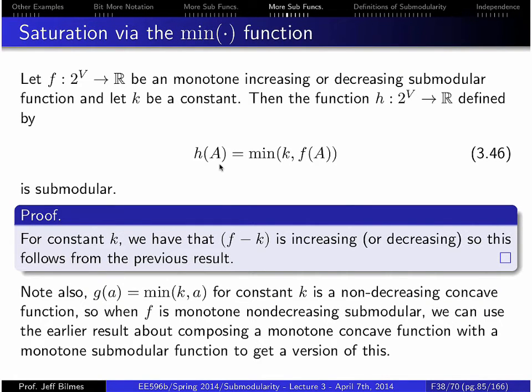Another way of looking at it, similar to what we were saying: g of a equals min of k comma a, when seen as a function of a, is itself a concave function, right? What does that function look like? It goes up and then it truncates at value k. So that's concave. It's not smooth, but it's certainly concave. Therefore, all we're really doing is applying a concave function onto a non-decreasing submodular function in that particular case.